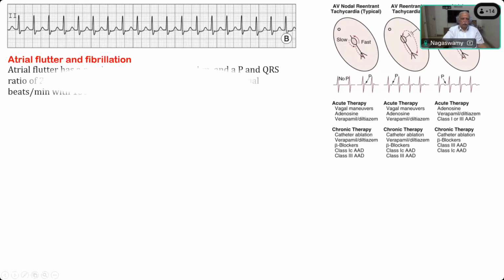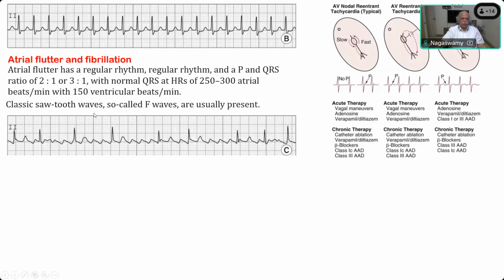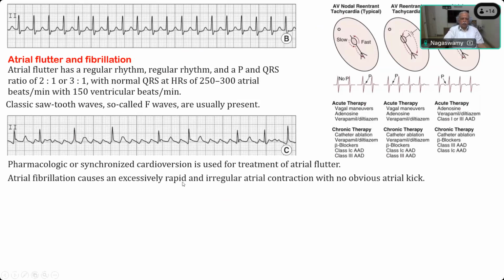Then atrial flutter and fibrillation are other common things that can happen. Flutter is a regular rhythm, regular PQRS will be there, with a 2:1 or 3:1 ratio with the normal QRS. Heart rate will be around 250 to 300. And it will be the classical sawtooth pattern, which is also called the F waves. So this is how the P wave will look. Then a QRS complex will come. So it can happen after 3 or 2 P waves and then one QRS complex. And synchronized cardioversion is the treatment for that.